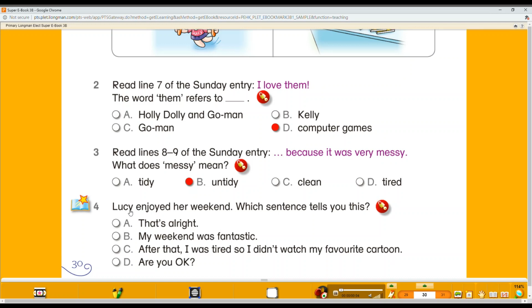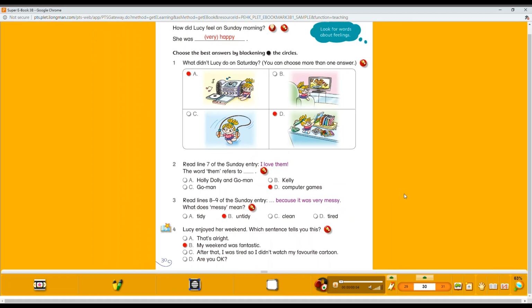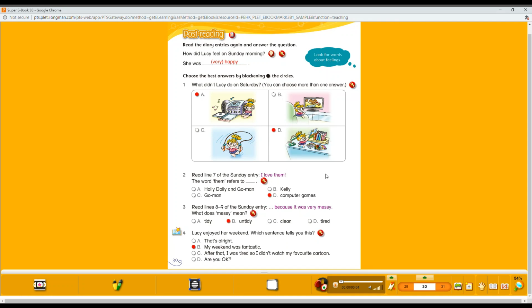So, very clear. The answer should be untidy. Question 4. Lucy enjoyed her weekend. Which sentence tells you this? So Lucy said, That's all right. My weekend was fantastic. See, after that I was tired, so I didn't watch my favorite cartoon. And are you okay? Enjoyed, of course, is from sentence B. My weekend was fantastic. Okay? I hope you get all correct, and you may write 5/5 in the space here.